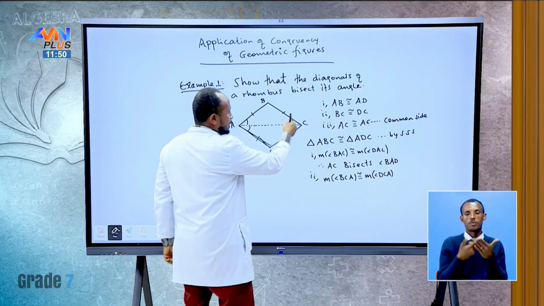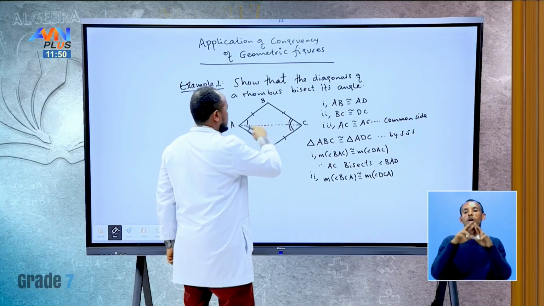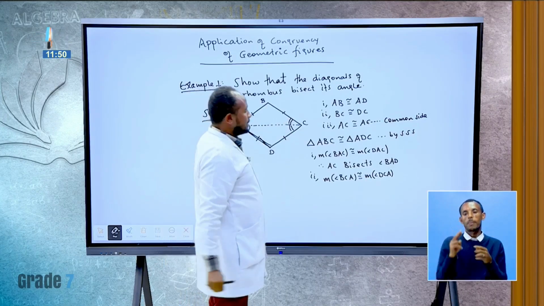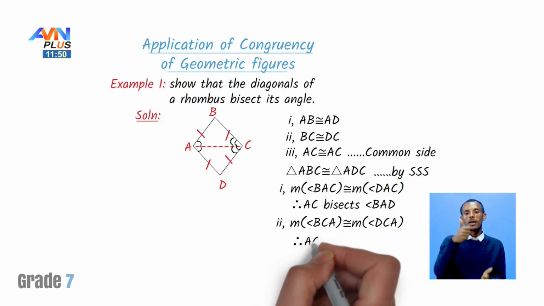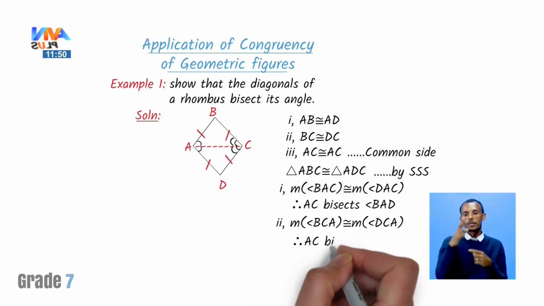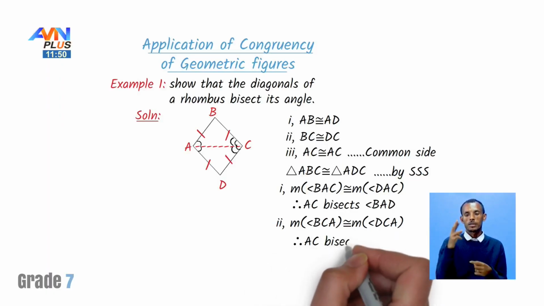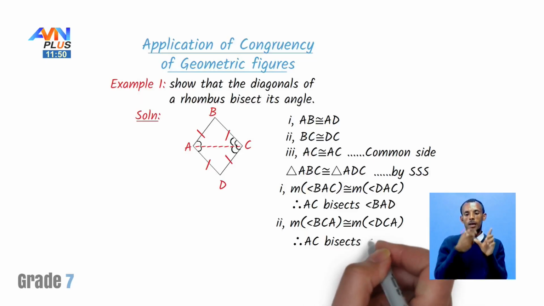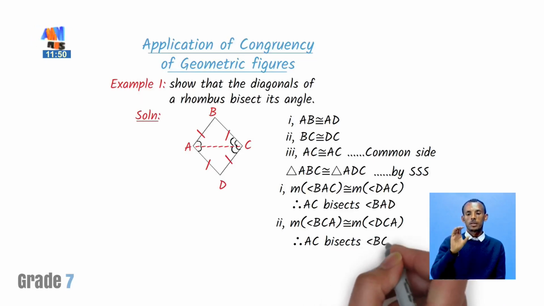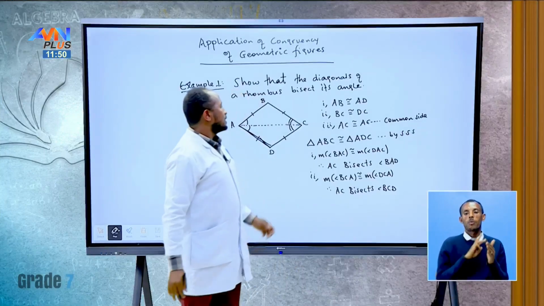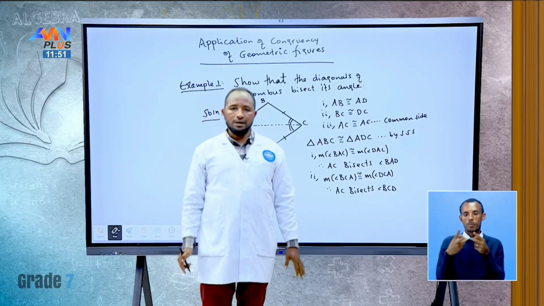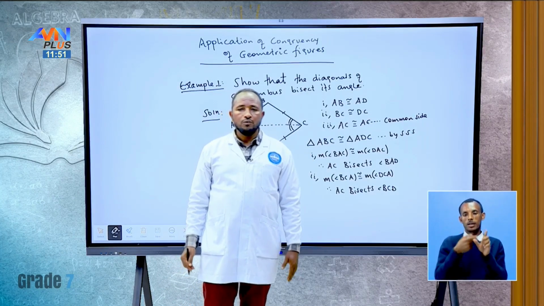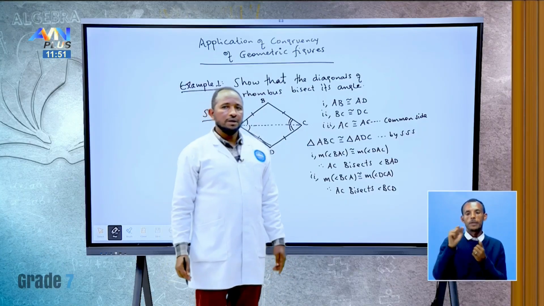Therefore, each of these two angles of the rhombus is bisected by the diagonal. Therefore, again, AC bisects angle BCD. Therefore, we can conclude that the diagonal of a rhombus bisects its angle. You see it. Now, we'll proceed to the second example.